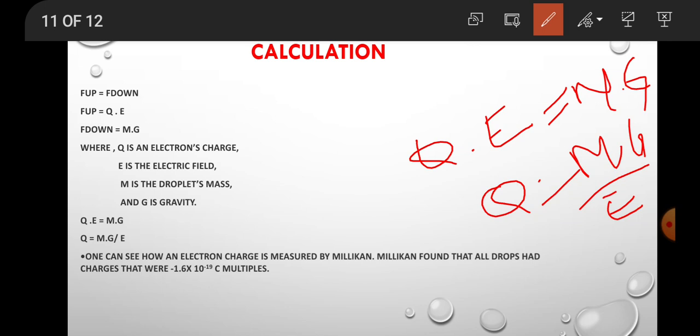Now, one can see how the electron charge was measured by Millikan. Millikan found that all drops had charges that were multiples of minus 1.6 times 10 to the power minus 19 coulombs.